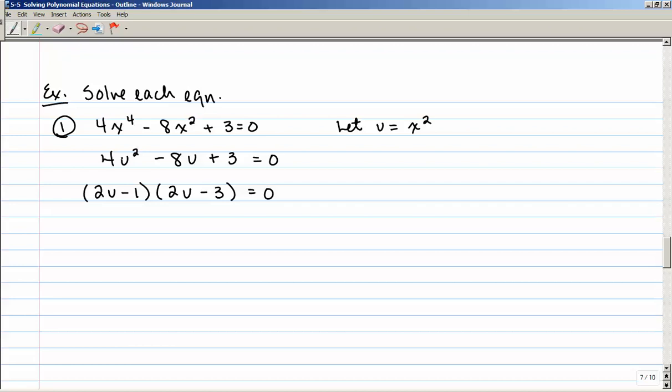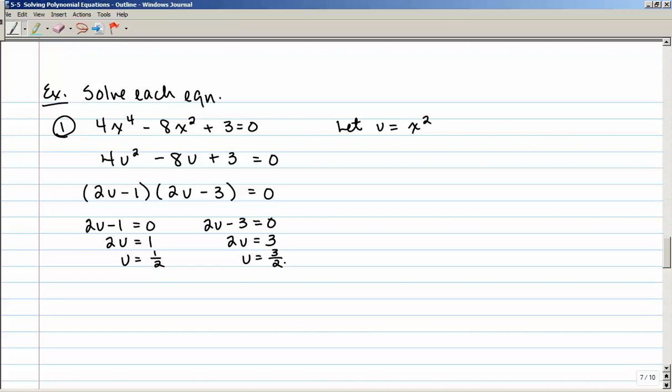When you're going to factor this, remember, you're going to look for two numbers that multiply to 12 and add to -8 and do the whole factoring by grouping thing. To save us some time, I just went ahead and did that. So this is going to give me 2u minus 1 equals 0, 2u minus 3 equals 0, or 2u equals 1, u equals 1/2, 2u equals 3, or u equals 3/2.